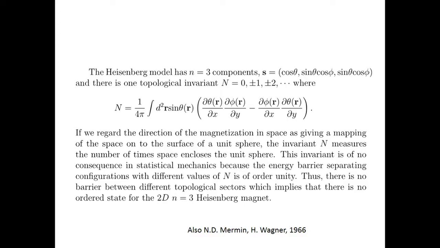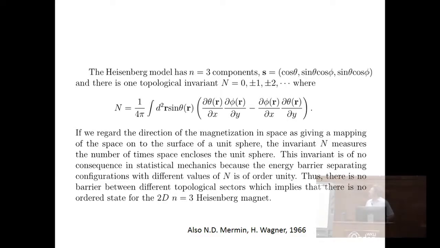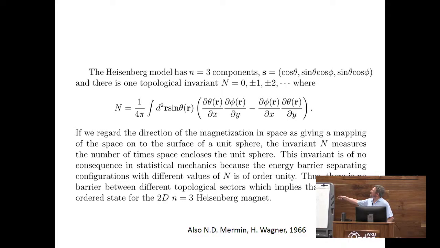Now, in this system, there's a single topological invariant. This n can take on any integer value, and it's defined by this formula here. And if we regard the direction of the magnetization in space as giving a mapping of the space onto the surface of the unit sphere, which is, remember, in this n equals 3 case, the spin will point anywhere on the surface of a unit sphere. The invariant n simply measures the number of times space encloses the unit sphere.